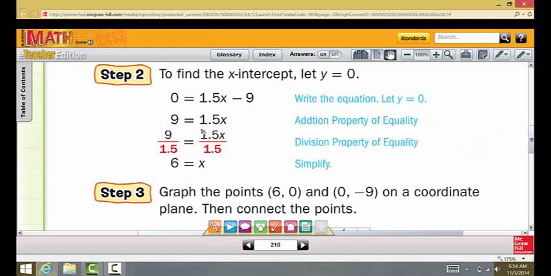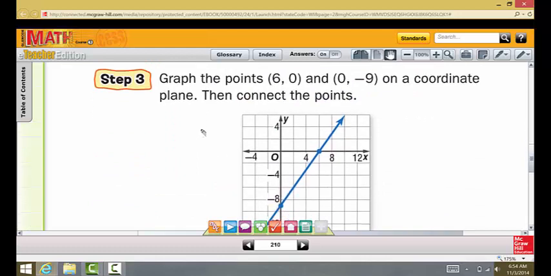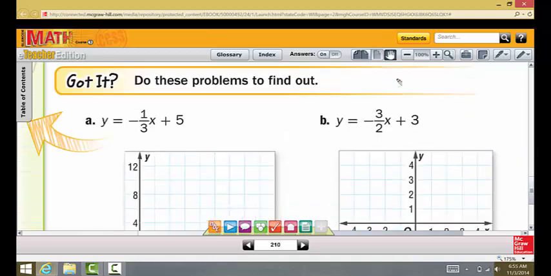Okay, so then our next step is going to be to take that and graph those 2 points. So we've got the point 6, 0, which is right here, our x-intercept. And we also had a y-intercept of -9. So we're going to put that at -9. And then once we've got that, all we have to do is take out our ruler and draw a nice straight line, graphing the line. And then, of course, we should also label that line. Please press pause and do letters A and B.